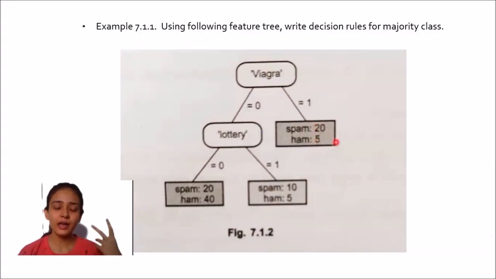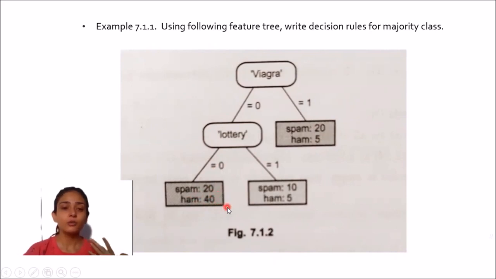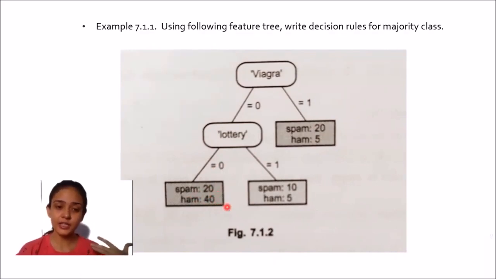Here I have two different values in my class label, that is spam and ham. The class label is not completely spam and not completely ham. The 20 rows are for spam and the 5 rows are for ham. Similarly, for lottery, if the value of lottery is equal to 0, then spam is 20 and ham is 40. It means there are 20 rows with the value spam and 40 rows with the value ham for lottery equals to 0.